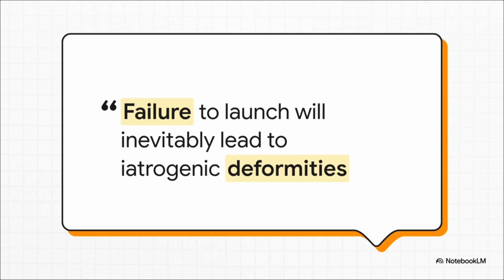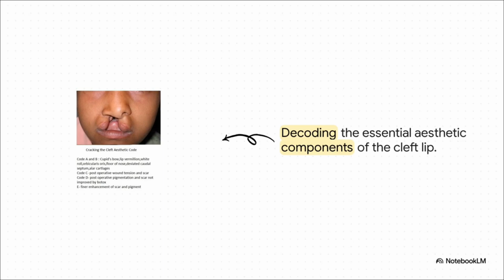He'd always emphasize that getting it right the first time totally relies on understanding the basic principles of the orbicularis oris muscle dermis complex. He bluntly pointed out that if you fail to launch correctly, meaning if you don't understand those foundational rules, you're inevitably going to end up with an iatrogenic deformity. When you decode all these essential aesthetic components, it's really like a giant puzzle. You're breaking the anatomy down into very specific zones, everything from establishing the perfect Cupid's bow and lip vermilion, all the way to predicting and managing post-op wound tension and pigmentation. Every single piece has to fit exactly within those mathematical parameters we just talked about.